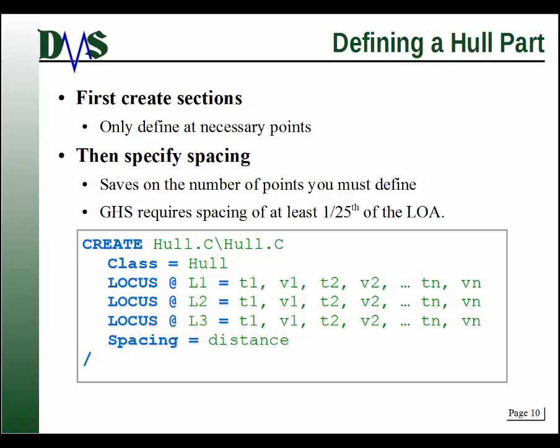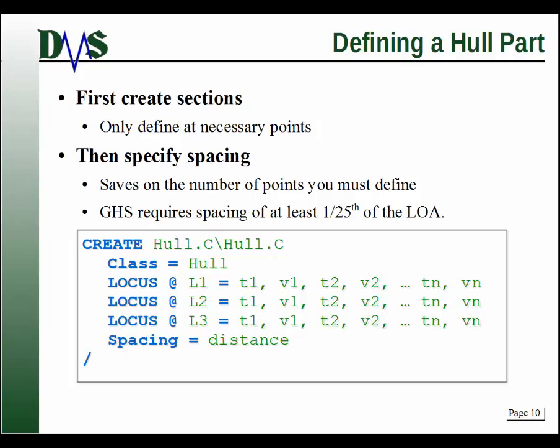Okay, so then what we do is we have a list of locus statements, however many it takes. And for complex ships, this is going to be a very, very long list. And that's a case where you might want to do it in Rhino instead, rather than typing out these coordinates for every single section. But you type out your locus statements, one after the other, for every single one of them until you've defined your hull. And then what you do is you type the spacing. And see, this is a very important thing that's going to save you a lot of time.